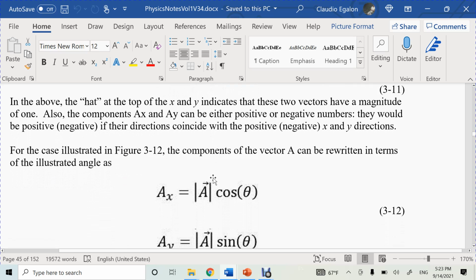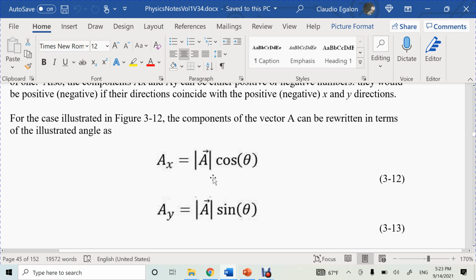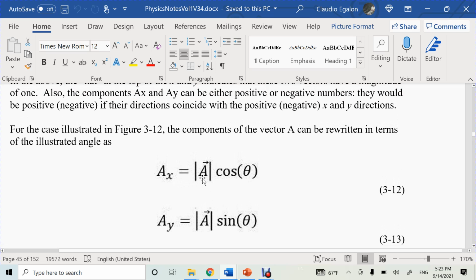The scalar a sub x can be written as the magnitude of A cosine of theta. And the scalar in the y direction can be written as the magnitude of A sine of theta. The projection of the vector in the x and the y direction.